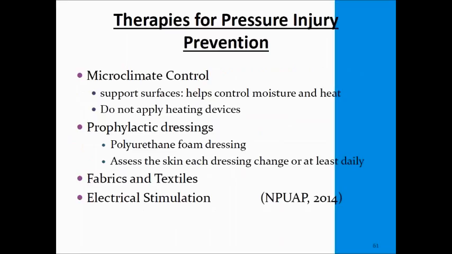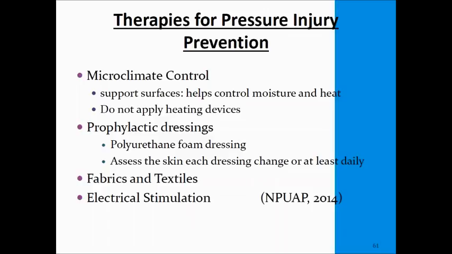Therapies for pressure injury prevention. You want microclimate control, so you want to utilize a support surface such as a low air loss bed or an alternating low air loss bed to control moisture and to control the heat as it dissipates from the skin. Use incontinence pads that are compatible with the air bed. You want to allow the airflow to control the moisture. Do not apply heating devices to areas at risk for pressure injury because heat increases the metabolic rate and reduces the tolerance of tissue for pressure.